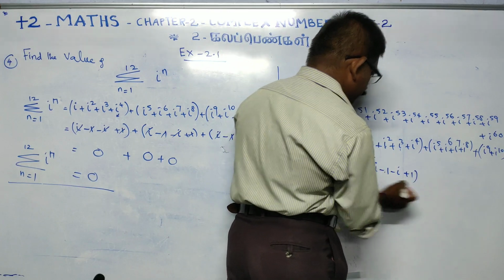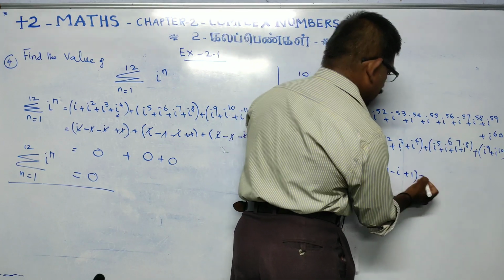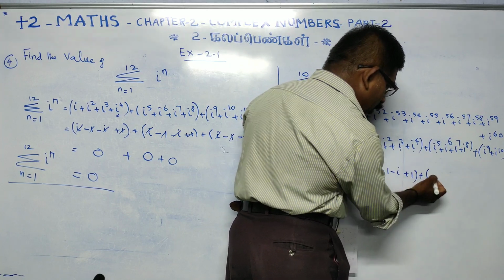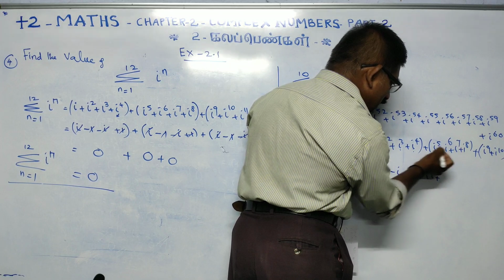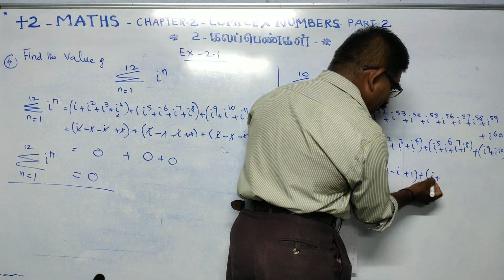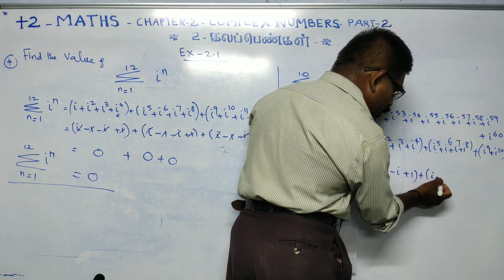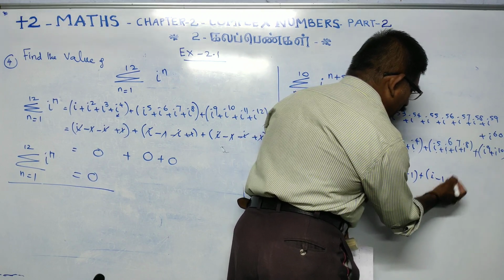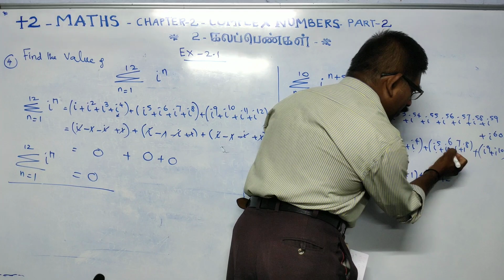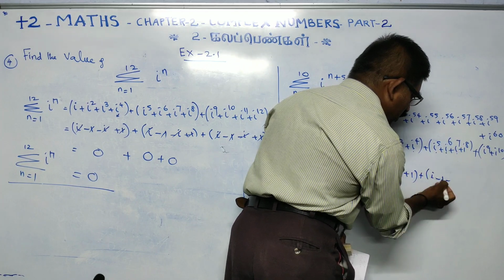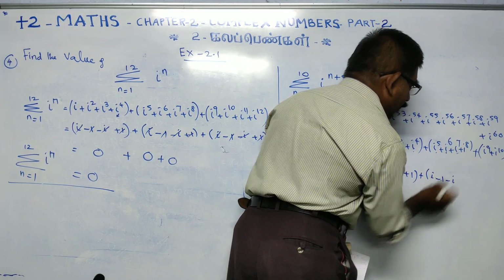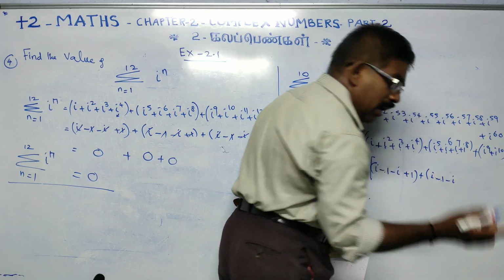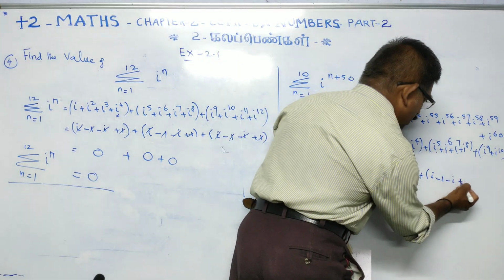Next, this is I. Next, I power 5 means I power 4 into I. I power 4 value 1 into I. I power 6 means I power 5 into I. I power 5 value I into I. Multiply, I square value is -1. I power 7 means you multiply I power 6 with I. I power 6 is -1 into one I. I power 8 means multiply another I with this, -I square. I square value is -1 into +1.